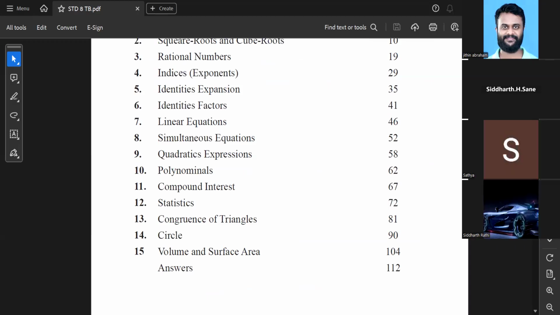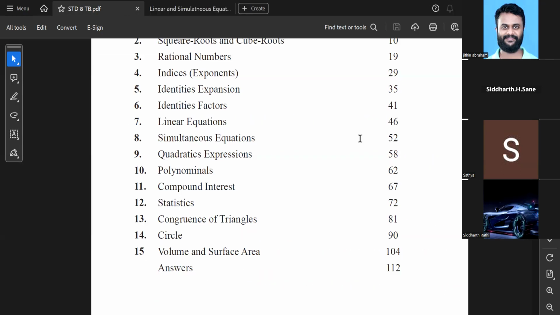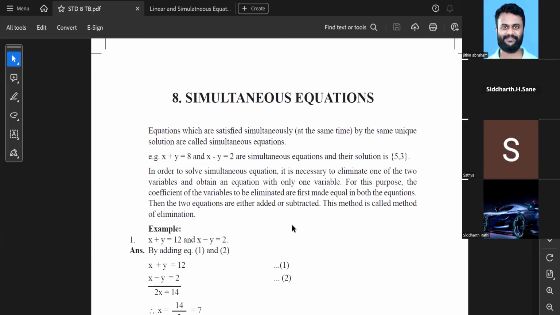Sir, before doing the worksheet, can we do simultaneous equation because in the worksheet both are given together. Oh, I see. Let me just check. Thank you for bringing that up. Linear and simultaneous equation it is. Yeah, then it makes sense. We'll do the simultaneous equations as well, and then we'll be going further.